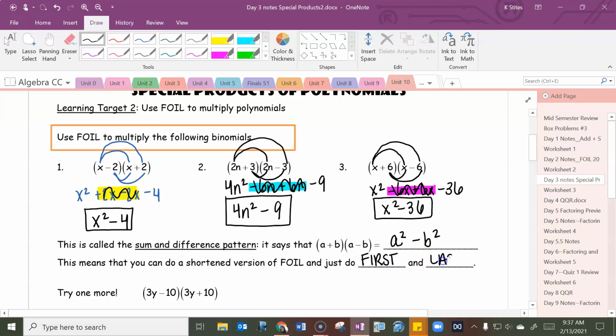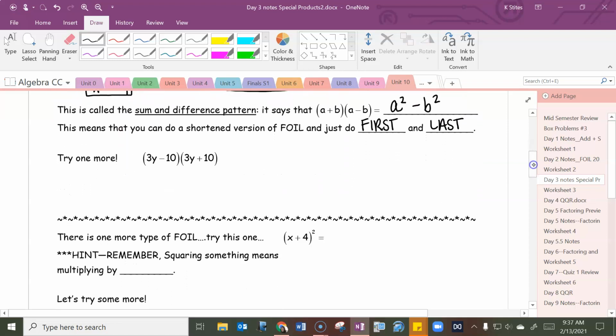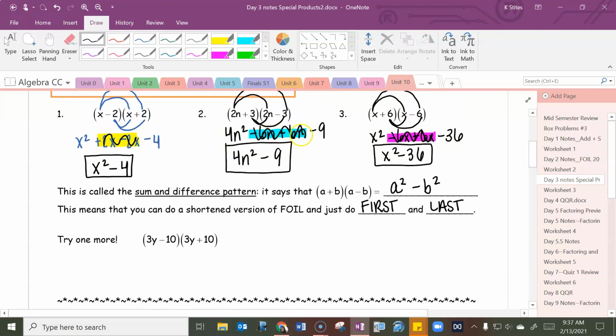All right, now to be clear, this doesn't work for every FOIL problem. It only works for problems where we have these opposites here. Notice how the numbers and letters are exactly the same in each set of parentheses except for the sign. We have a plus and a minus. If you have this opposite situation, this is the sum and difference pattern, and we only have to do first and last. So you could FOIL this problem just like normal.